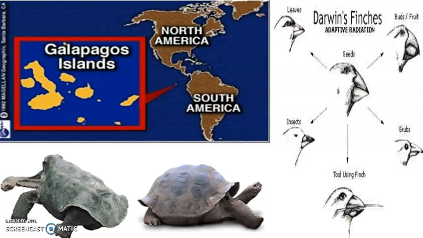So if the island had a lot of fruits and buds, the finches on that particular island had a beak like this that was hard enough to actually get to the fruit or to the meat of the fruit and the buds. If the island had a lot of seeds on it, the bird's beak looked like this so that it could crack open those seeds. So it was adapted for that particular island.